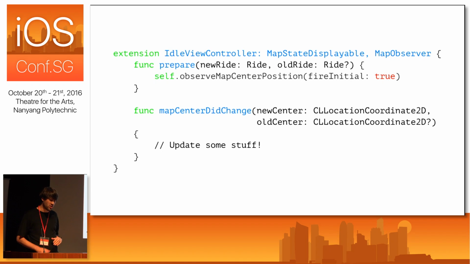We also have a protocol that looks almost identical called ModalObserver that gives you updates to the ride and stuff like that. And we use this pattern all over the place to get updates from objects without the view controllers having to understand how they get the updates from the objects.